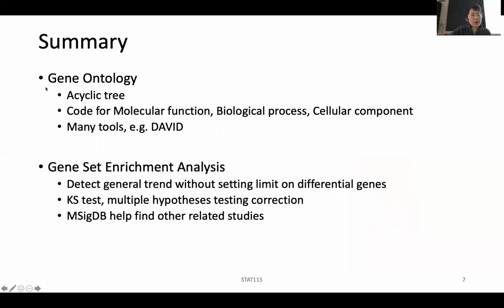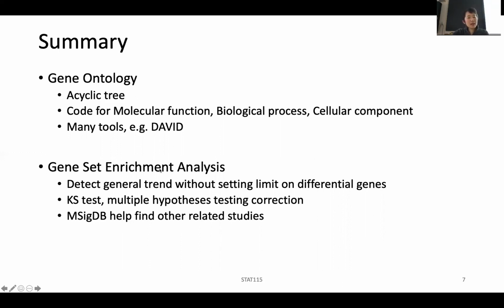So the summary here is gene ontology. We mentioned that it's an acyclic tree, and every gene is annotated to have 3 codes: molecular function, biological process, and cellular components, right? And there are many tools that are useful to help you annotate a group of genes that are enriched in any of these 3 things. And the one tool that we really recommend is this DAVID tool. You will be using those in your homework, and you can see that it's pretty easy to use and gives you some quite meaningful results.